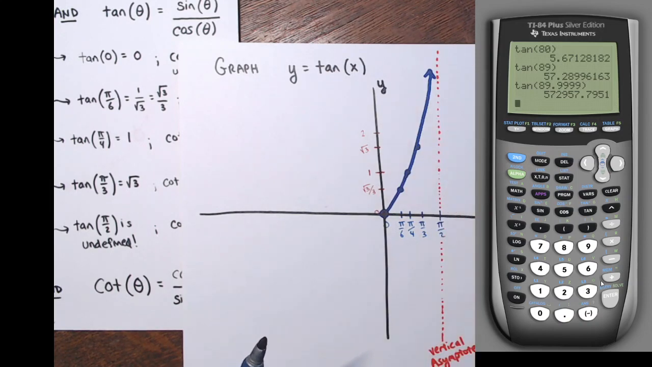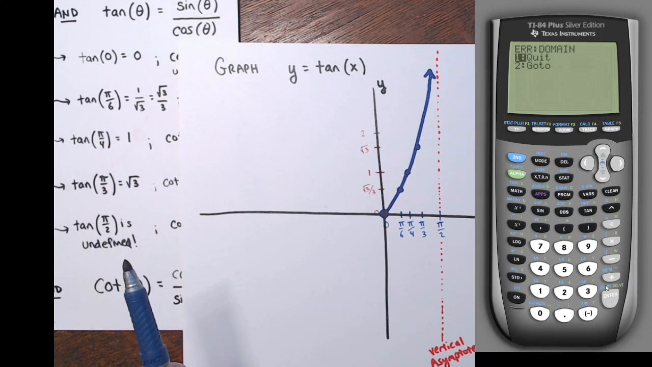If I want it to be larger than 572,957.7951, I just go to 89.99999 degrees, or 99999 degrees, whatever. And again, you'll see on the calculator, if you're using it, the tangent of 90 degrees, or if you're in radian mode, tangent of pi over 2, it's going to come back with an error. See, error, domain. It's undefined at 90 degrees.